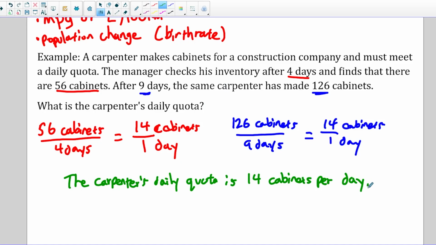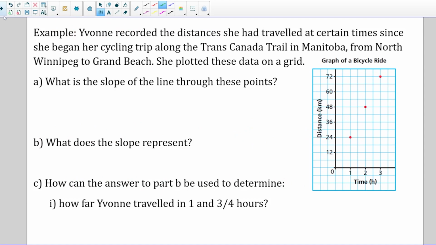And again, it does look like a slope, but really in this case, we're referring to it as a rate of change because we are definitely comparing one variable, or the change in one variable, compared to the change in another variable.